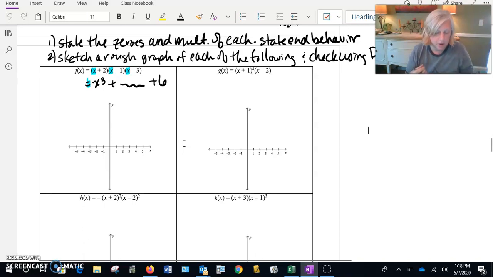Then you'll finish up. Your homework is going to be this worksheet on graphs of polynomial functions. So that's going to wrap this one up. So you guys have a good evening and just work on the worksheet.